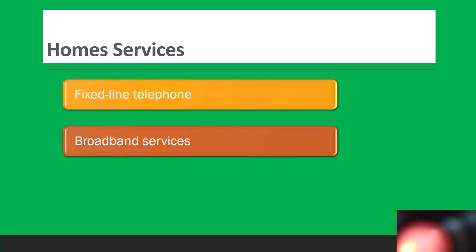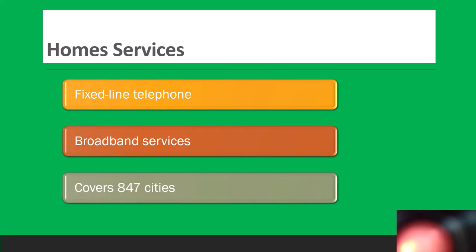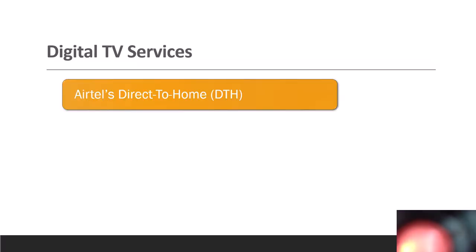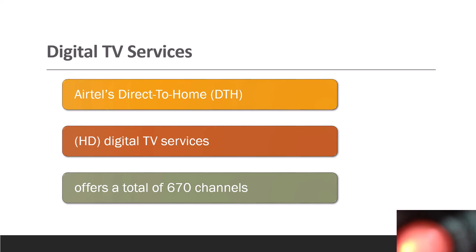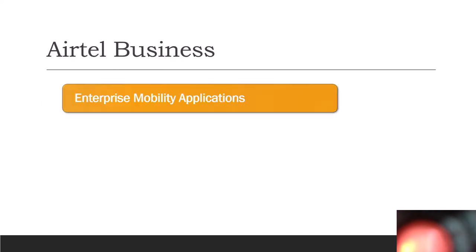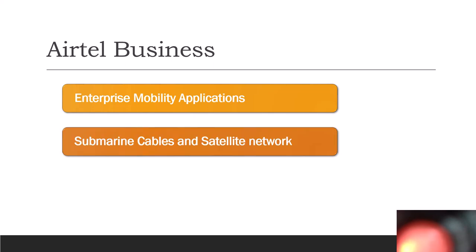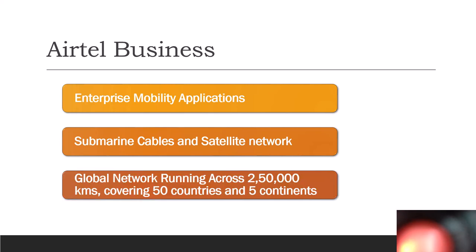Home services, fixed line telephone and broadband, cover 847 cities of India. Then digital TV, direct to home, offers 670 channels. Then Airtel Business, which provides enterprise mobility applications, that means providing services to all the companies who want connections. Submarine cables and satellite networks all across the globe carry calls from one place to another. The global network runs across 250,000 route kilometers, a terminology used in telecom, covering 50 countries and five continents.